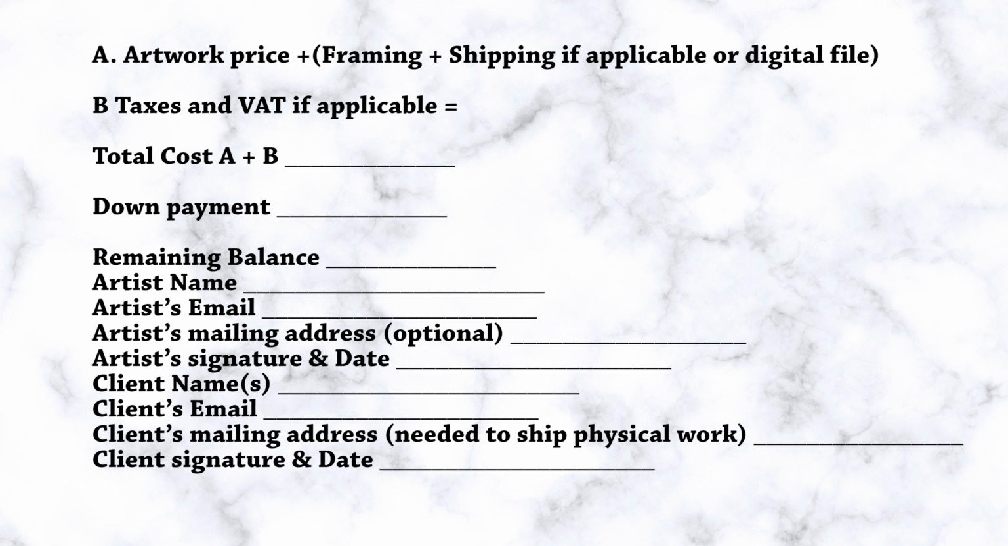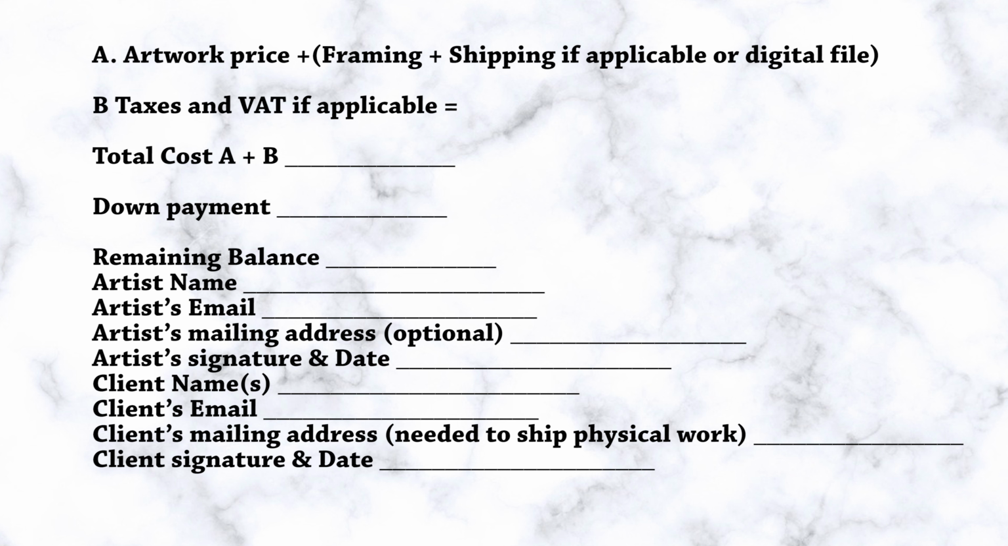Artist name, artist email, and then optional, the artist mailing address, the client's email, the client's mailing address, and you'll need that if you're going to ship physical work. You do not need that if it's a digital file. The client's signature and the date. And that's as far as contractually what you need. You also need some type of a description of what is going to be sent.